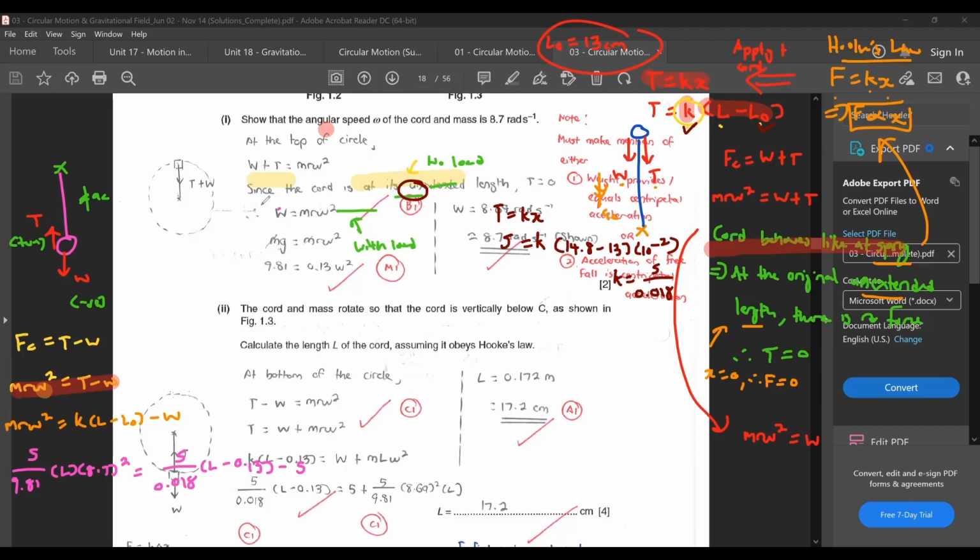Now, when you do all this, you try to solve everything. Eventually, you get your answer for L as 0.172 meter. So I'll give you guys a minute to digest and copy the workings. Yeah, it's a bit complicated. That's the reason why this question is worth 4 marks.